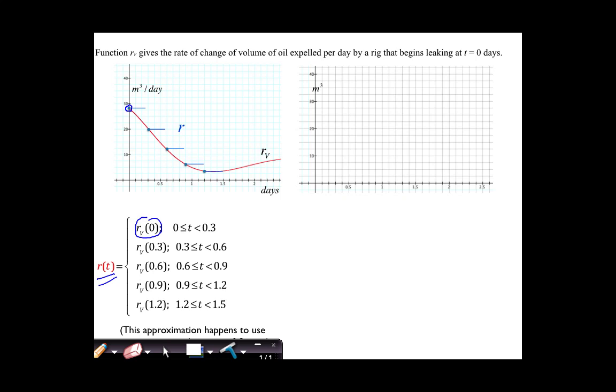So I'm using one value of the red curve's function, picking 5 different values in this case that cover up through 1.5 days into the oil spill. I could have continued going, but just ran out of space on here, so we could continue this indefinitely and use these constant rates. That way I can generate an amount of accumulation within each interval.